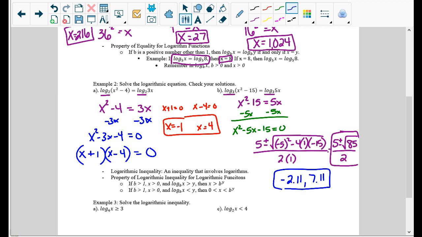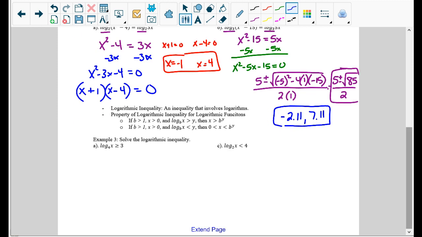Those were equations. Now, logarithmic inequalities. An inequality that involves a logarithm. Now there are two options here. If the log is greater than the value, then x is greater than the exponent form. If the log is less than, then x is going to be greater than 0 but less than the exponent form.